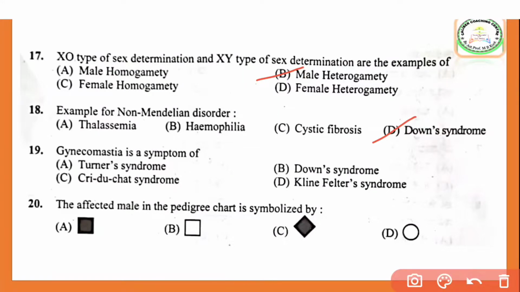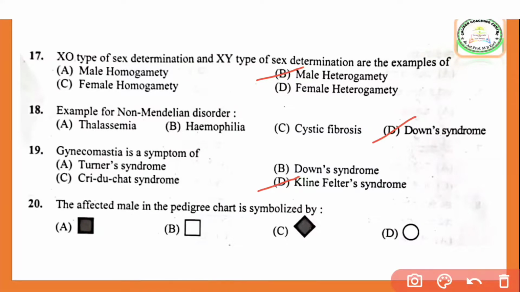Gynecomastia is a symptom of Turner syndrome, Down syndrome, Cri-du-chat syndrome, Klinefelter's syndrome. And the answer for this question is option D, Klinefelter's syndrome.